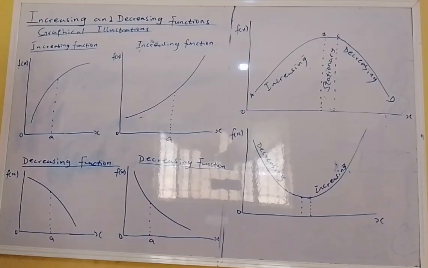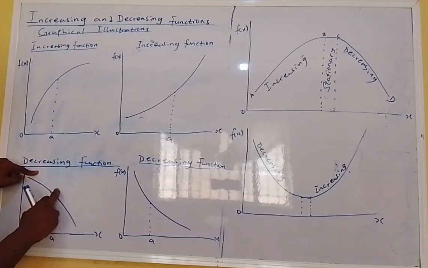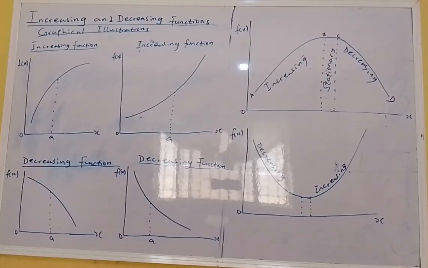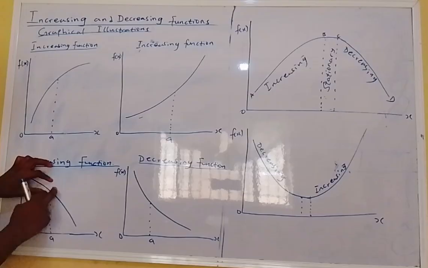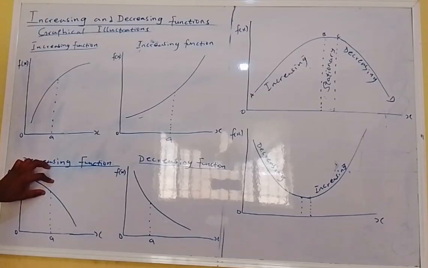But in the case of a decreasing function, it's the exact opposite, like I said. So if you move from the left to the right at a particular point and observe that the graph is falling, we say this is a decreasing function. Let's take a look at this one. If this is my left, this is my right. If I move from the left to the right, you will see that this graph is falling. This tells me that this is a decreasing function, because at x equals a, if I move from the left to the right here, the graph is falling, so I conclude that this is a decreasing function.